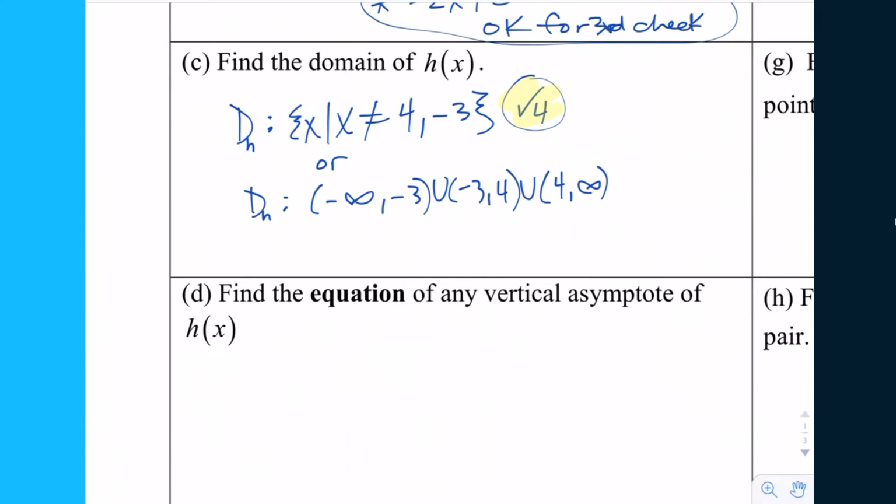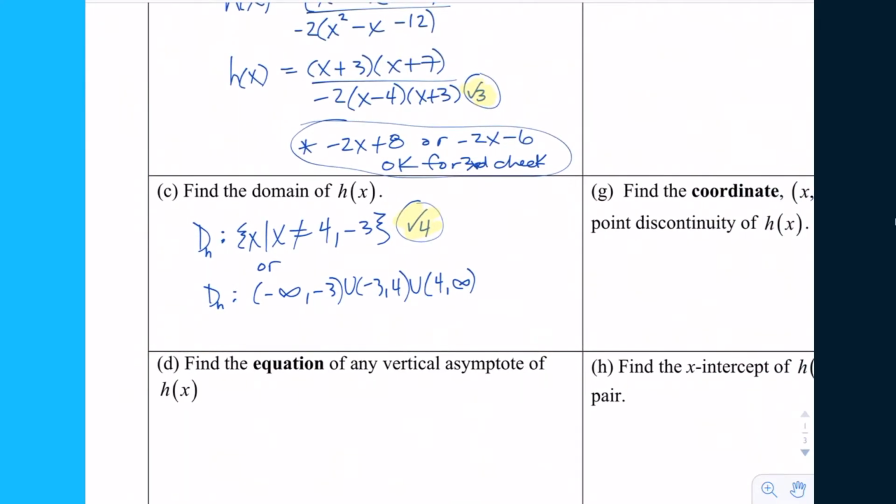All right, find the equation of any vertical asymptote. Well, here's where you could just look up here to the factored version, and of the two discontinuities, x minus 4 does not divide out, does it? So it's your non-removable factor, therefore it's going to be your non-removable infinite discontinuity. The x plus 3 factor does divide out, so it is a removable factor, and therefore negative 3 is going to be your removable point discontinuity. You don't even have to show the dividing out there.